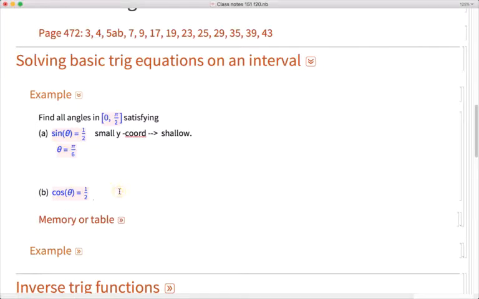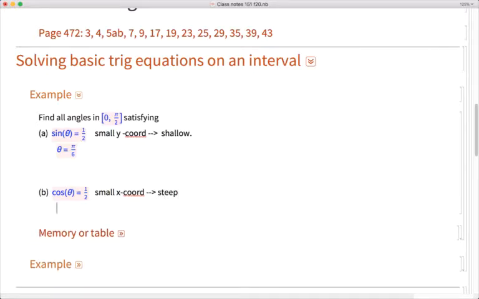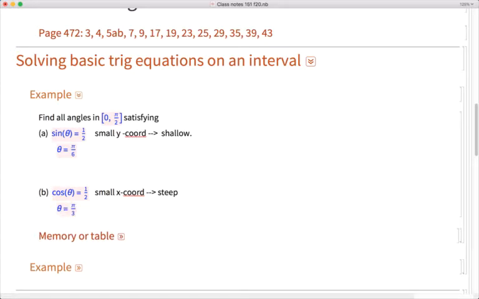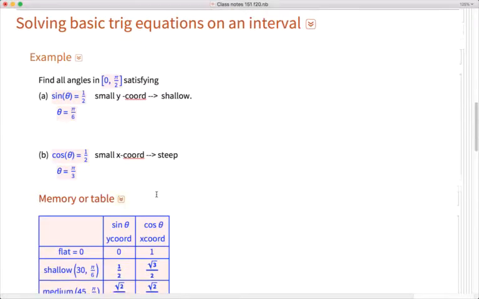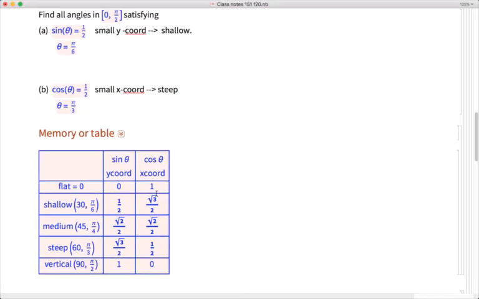Okay. And then to solve the other one, cosine is somehow connected with the x, so we're looking for a small x coordinate. To get a small x coordinate, we need to have a steep angle. And so the memory technique would be something like that. Again, if you just want to look them up, that's your prerogative.